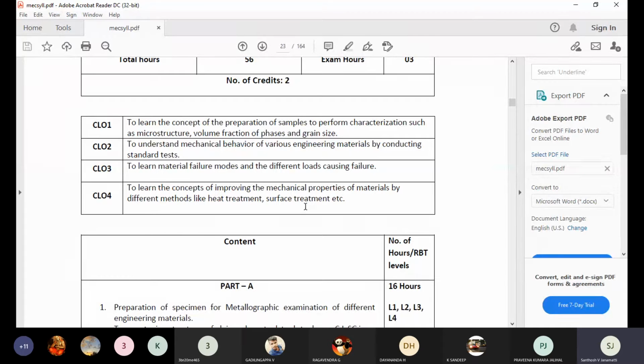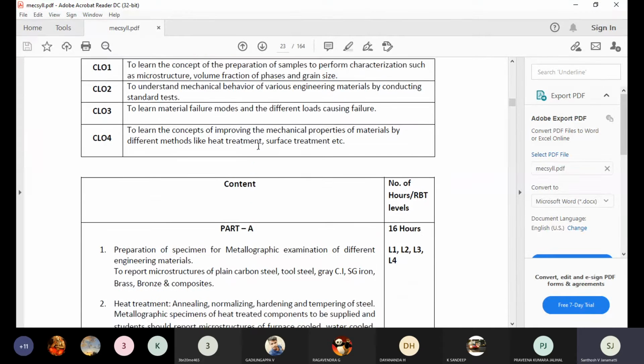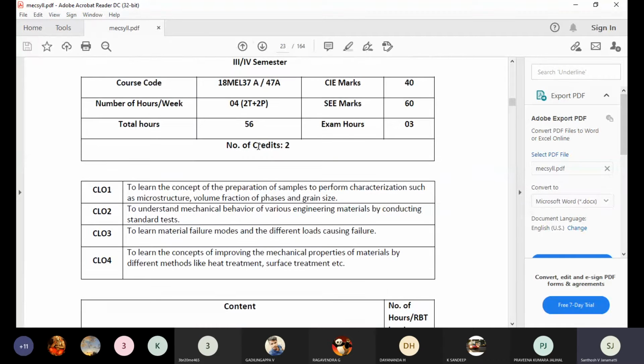I hope you know about the course objectives of this lab. Now this is the scheme, which you already know: 60 external, 40 internal. The question paper will be set for 100 marks, so you have to attempt for 100 marks. Later those 100 marks will be reduced down to 60 marks. The maximum marks of the question paper will be 100.